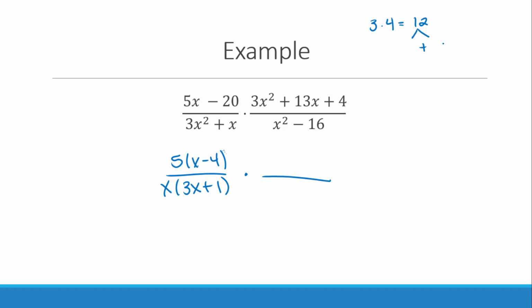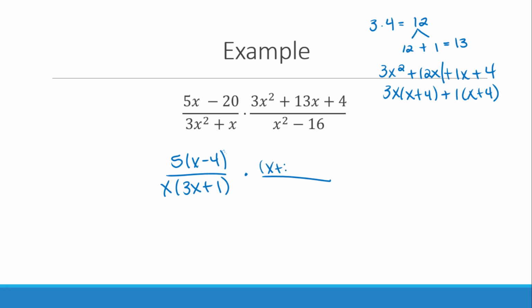Two numbers that add to give me 13 but multiply to give me 12 would be 12 and 1. So I'm going to rewrite this as 3x squared plus 12x plus 1x plus 4. I'm going to split it down the middle. So this would be 3x times x plus 4, plus 1 times x plus 4. So I can rewrite this numerator as x plus 4 and then 3x plus 1. Now my denominator down here is a difference of squares. That always is going to factor into x plus 4 and then x minus 4. Sure, that's a lot of work just to get one answer.